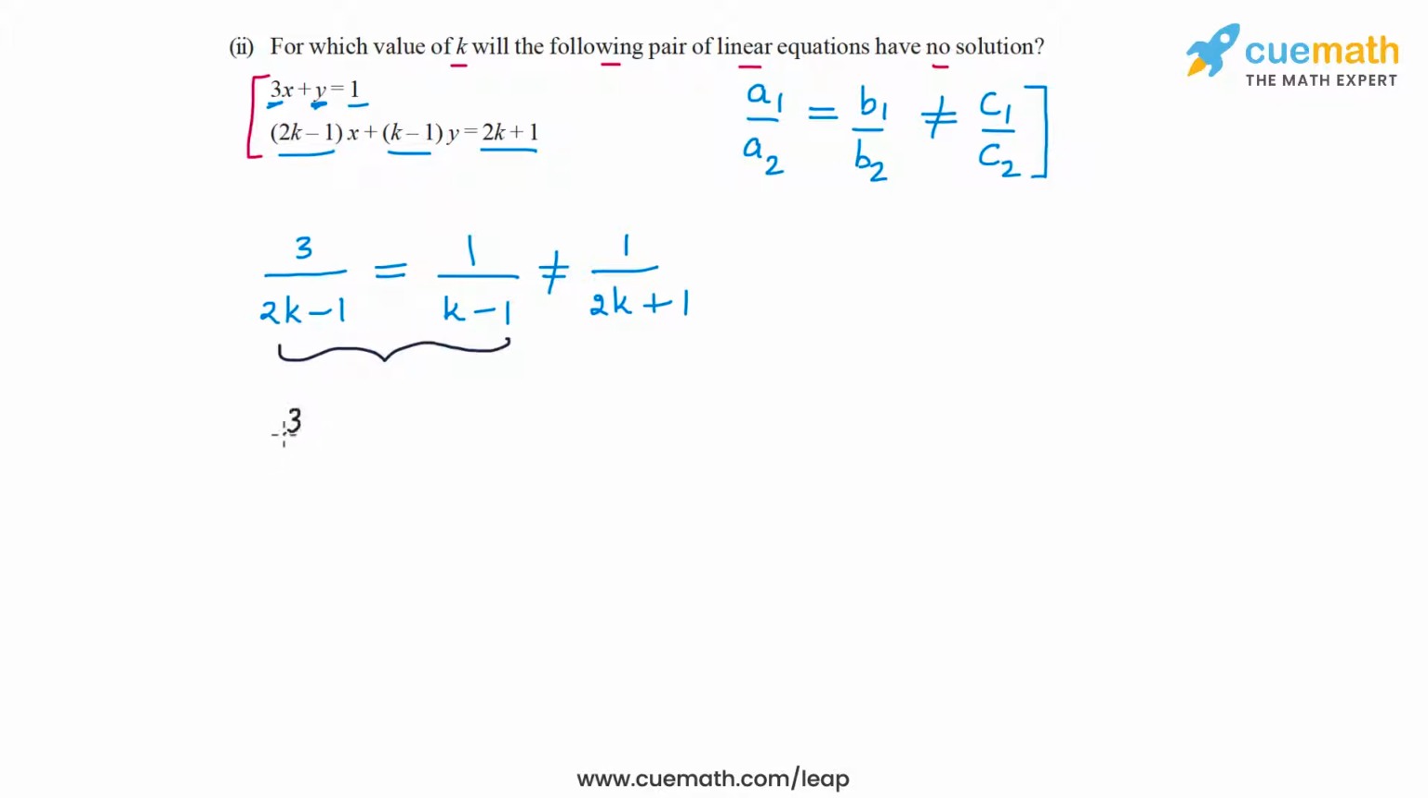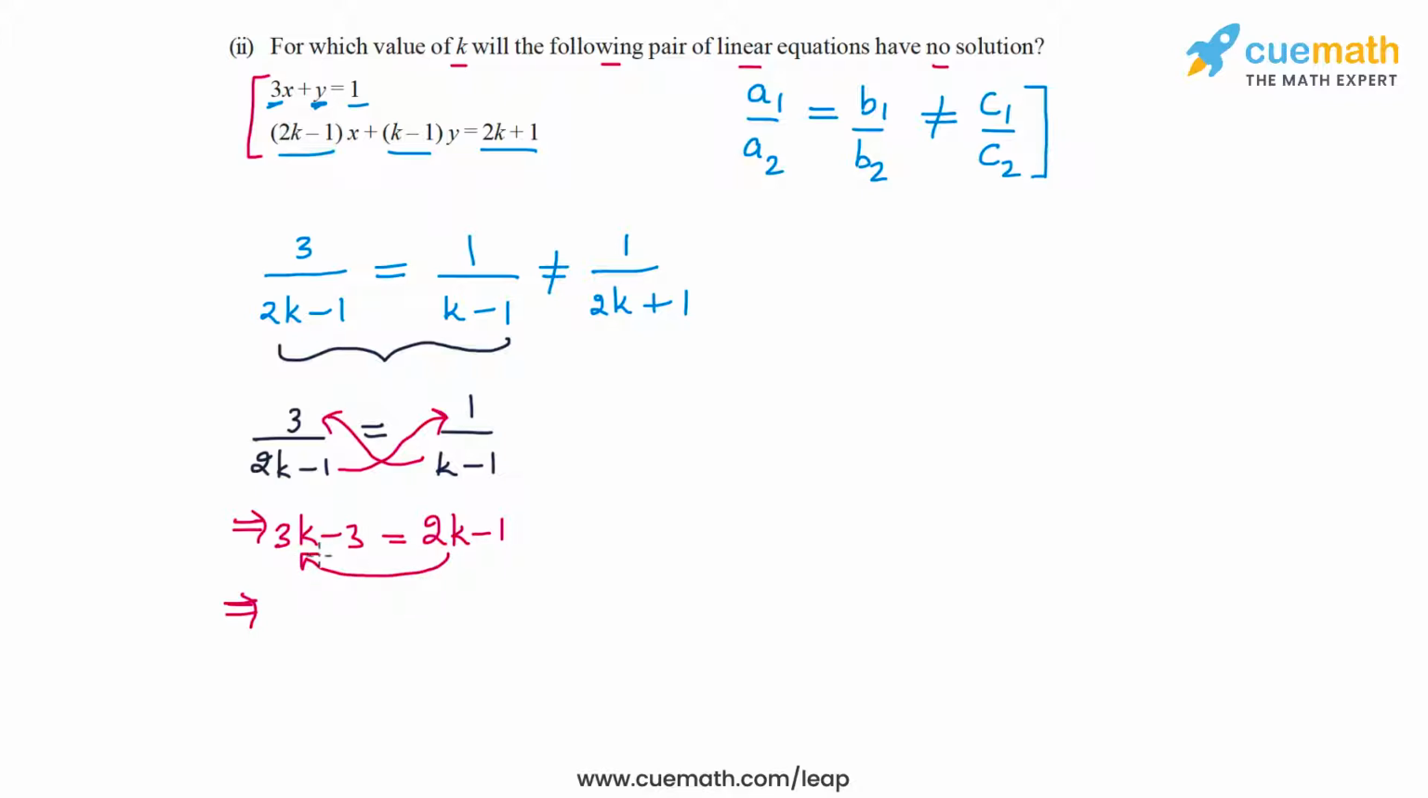So we have 3 by 2k minus 1 is equal to 1 by k minus 1. Now if we cross multiply 3 into k minus 1, we get 3k minus 3. And we cross multiply this 2k minus 1 with 1, so we get 2k minus 1. And from here, collect the terms in k. So 3k minus 2k, that's k, and this is equal to minus 3 goes on the RHS, becomes plus 3. So 3 minus 1 is 2. So k is equal to 2. So for k equal to 2, these two ratios are equal.